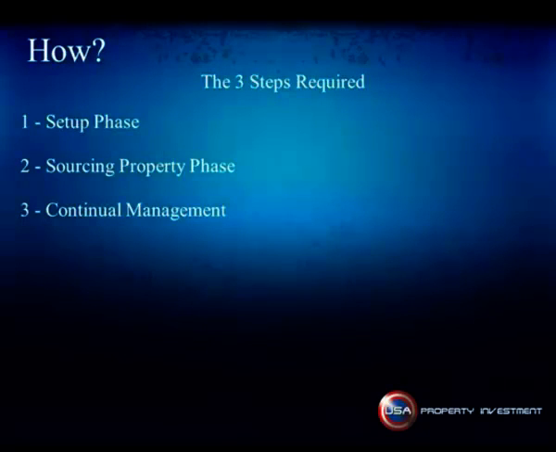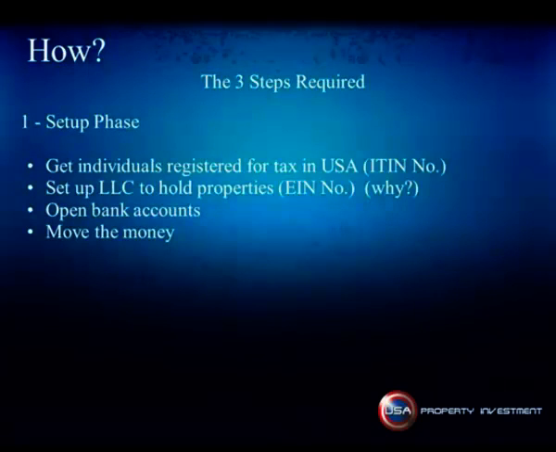So the 3 steps required to actually take advantage of this are the setup phase, the sourcing property phase, and the continual management phase. Now, the setup phase is basically, in order to buy the property there in the States, you have to get registered for tax in the USA. So you need a tax number, an ITIN number.